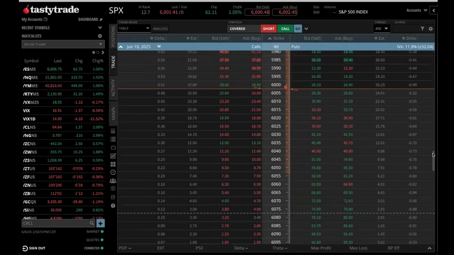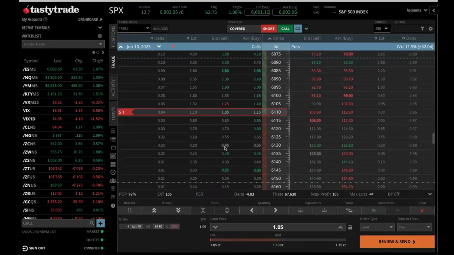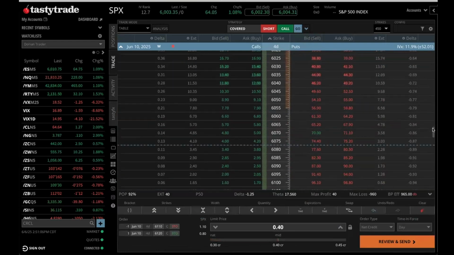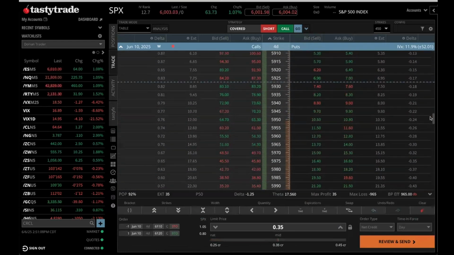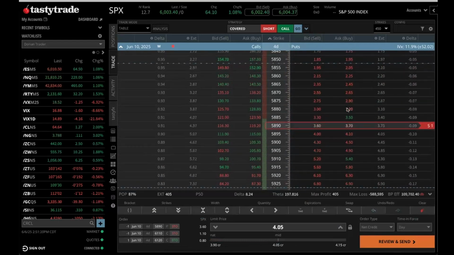All right, so 110 points away. Let's go to 6110, that's right there. This is a 7DT trade, so I'm going to do a 10-point wide, and then we're going to go to the put side 100 points away. What is that? 59. So 58.90 is the 110, at a 9 delta. And we do a 10-point wide.